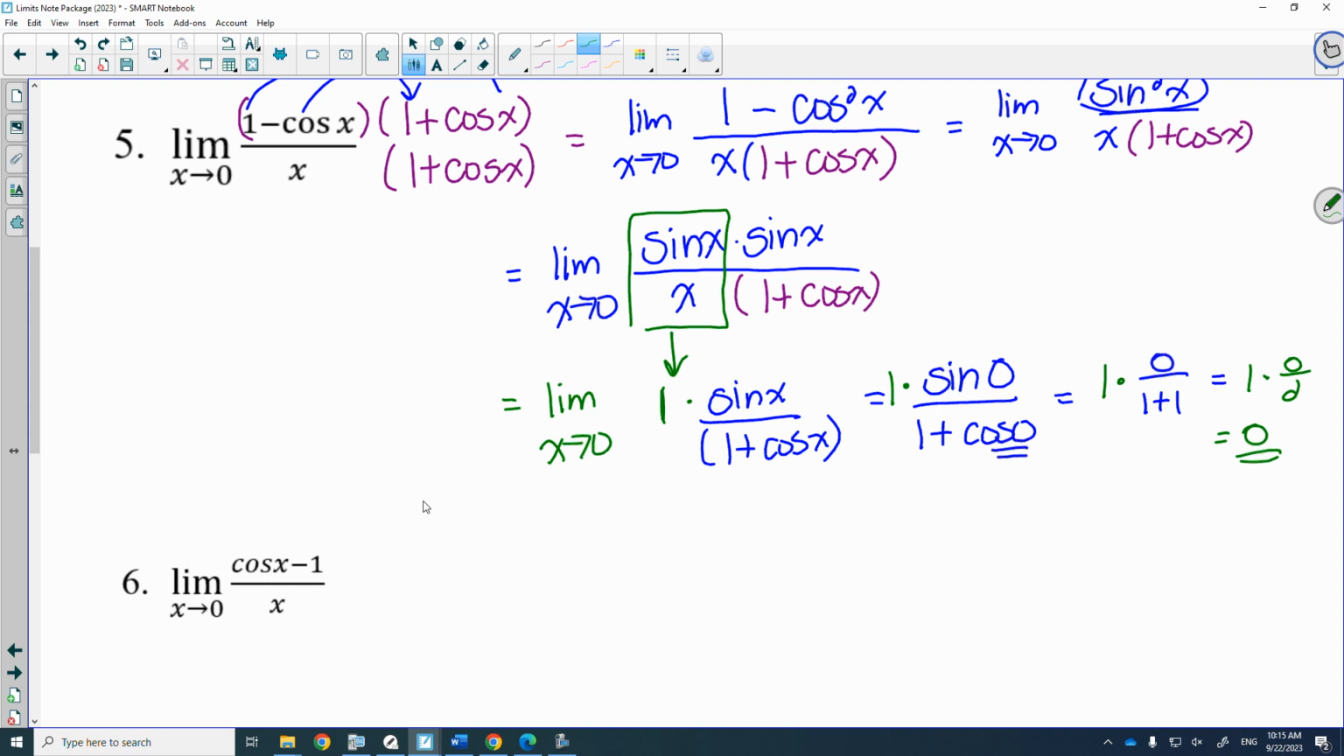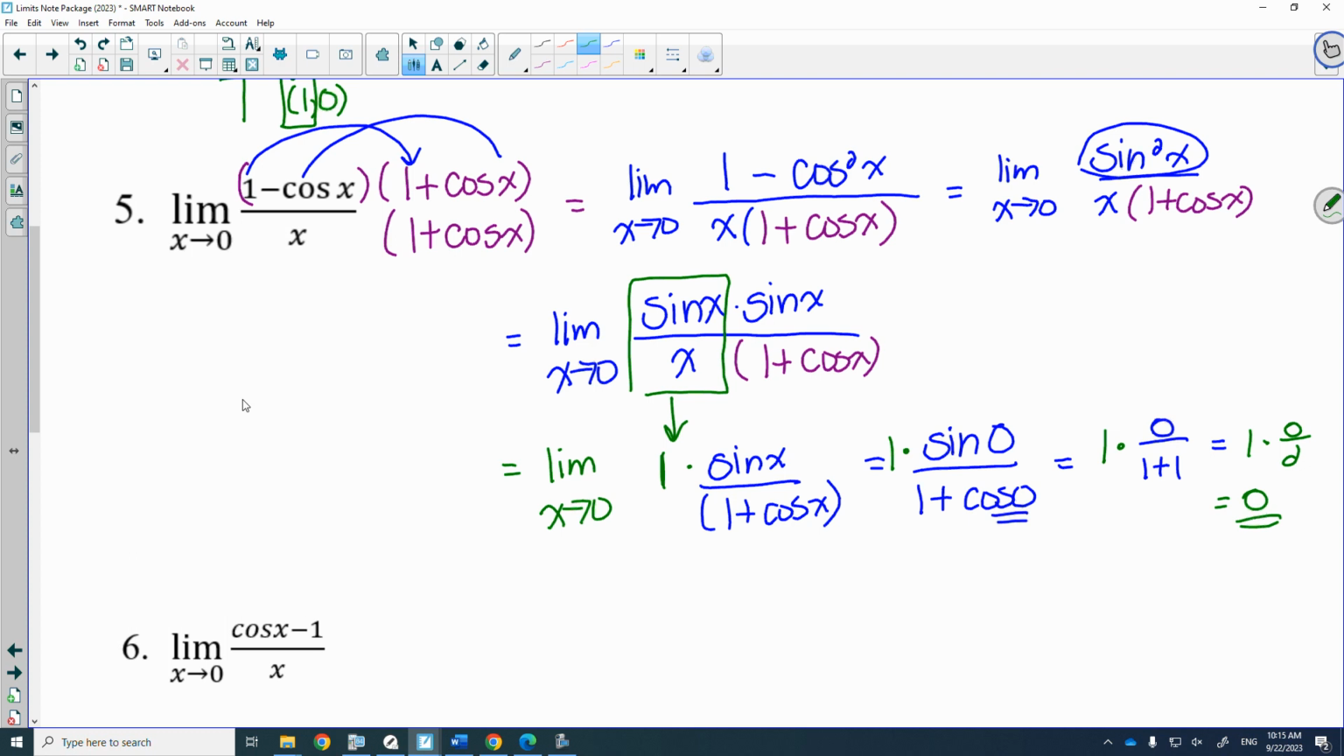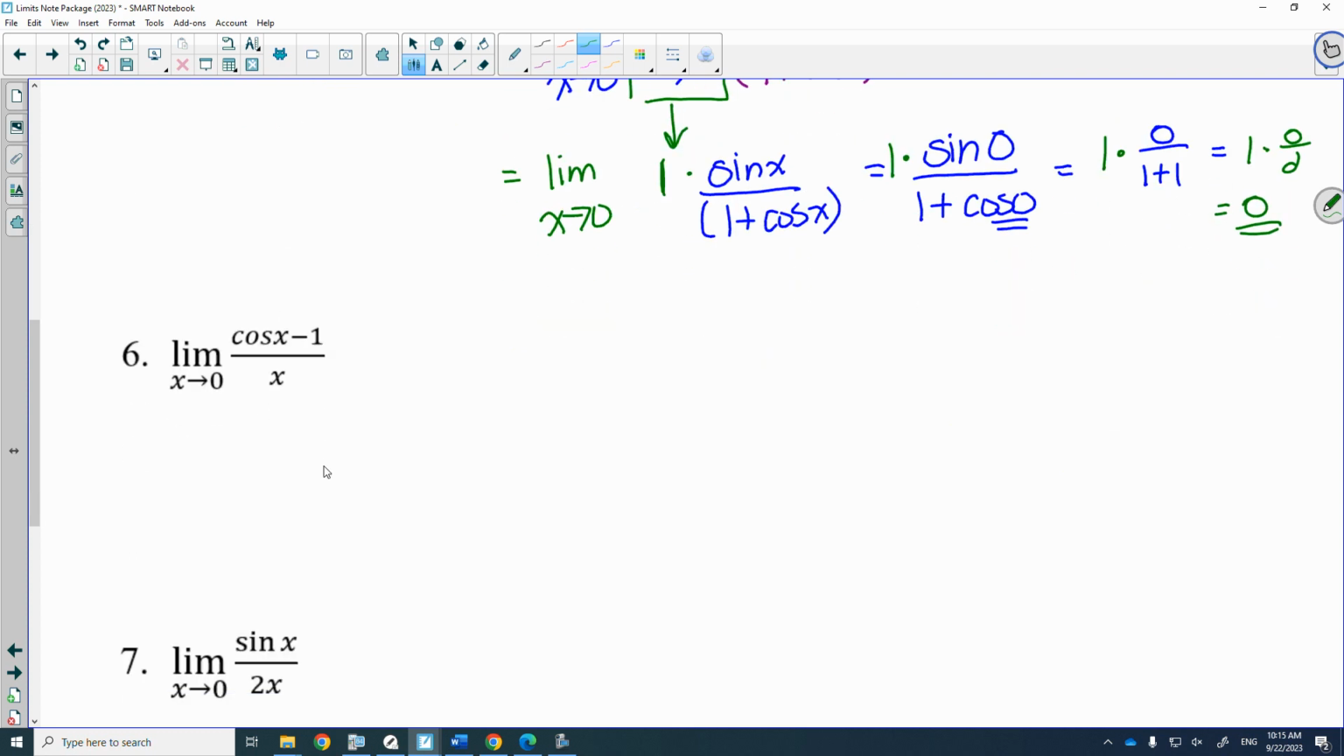Let's look at number 6, which is going to be very similar to number 5. So again, if we were to plug in 0, we would get 0 over 0, indeterminate. So then you say, what do I do? Can I factor? Can I use an identity? Can I do the conjugate? This would be a conjugate. There's no identity right now. There's no factoring right now. So we'll do the conjugate.